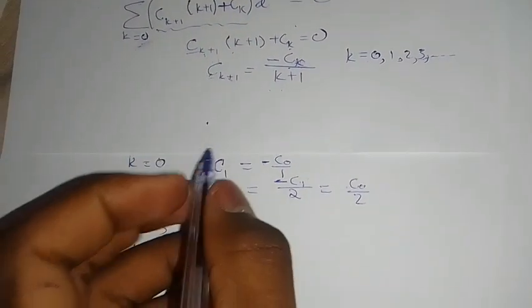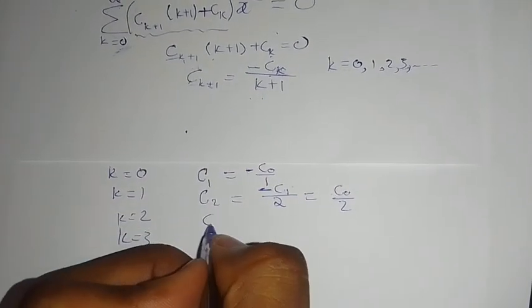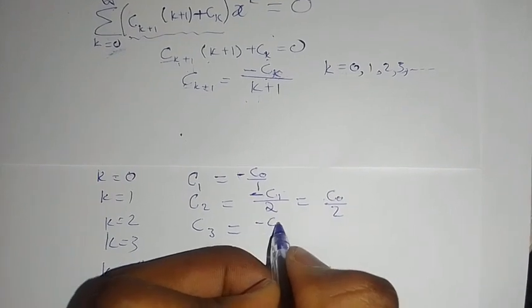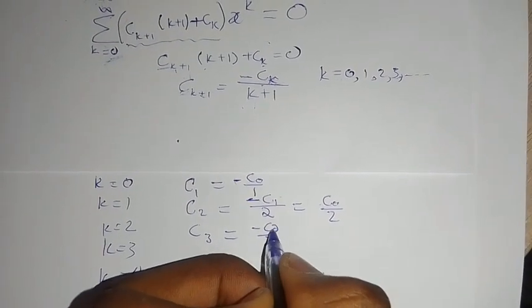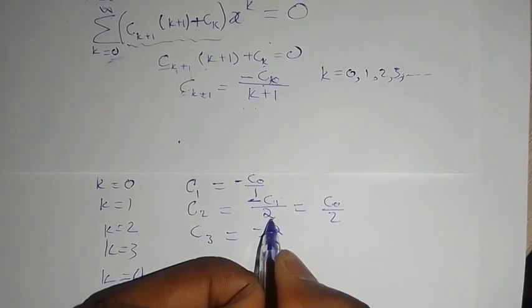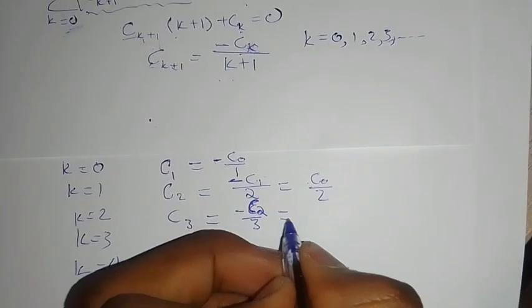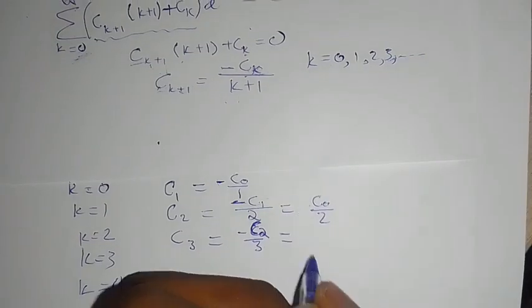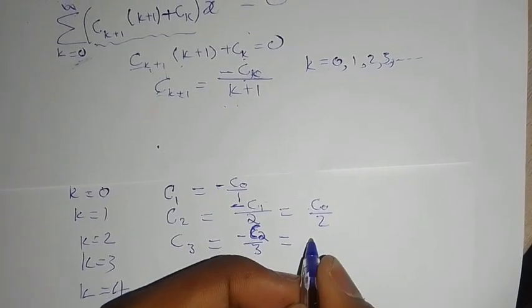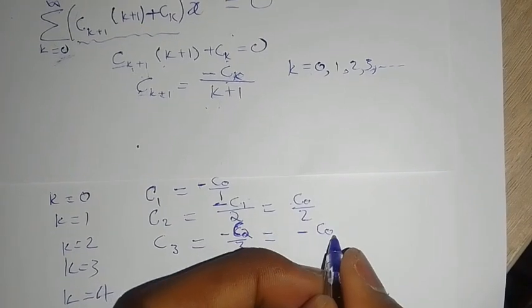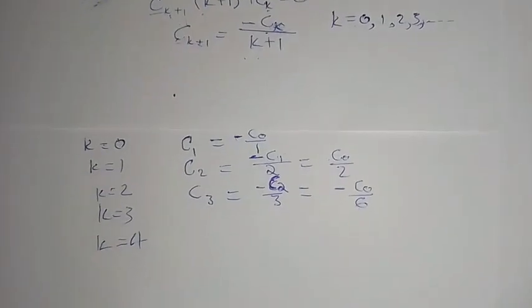Plug in k equals 2, you have c3. K is 2, so you have negative c2 over 3. I mean c2 here, and this 2 is a subscript. Now c2 is equal to c0 over 2. So that means we can have negative c2, plug in c0 over 2, then you just have negative c0 over 6 there.